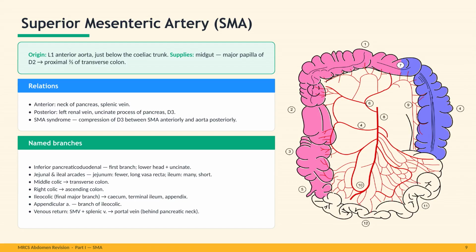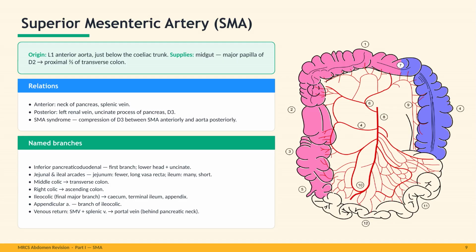The SMA arises at L1 just below the celiac trunk from the anterior aorta. It supplies the midgut from the major papilla in D2 through to the proximal two-thirds of the transverse colon. Anterior relations, the neck of the pancreas and the splenic vein. Posterior relations, the left renal vein, the uncinate process of the pancreas, and D3.